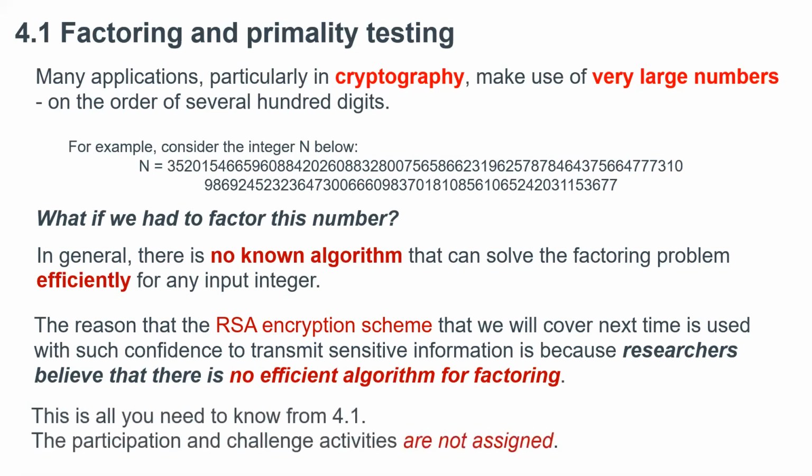But for now, all you need to know from 4.1 is just that fact, that we can't come up with an efficient algorithm for factoring, and that's all. Okay, so again, don't worry. There's one participation activity, but I won't hold you to having to know how to do that. Okay, and it's not part of the assignment for week 4. Okay, any questions so far on that?